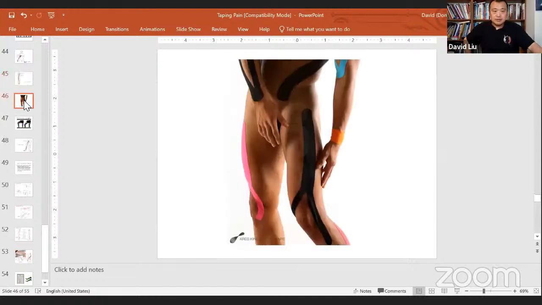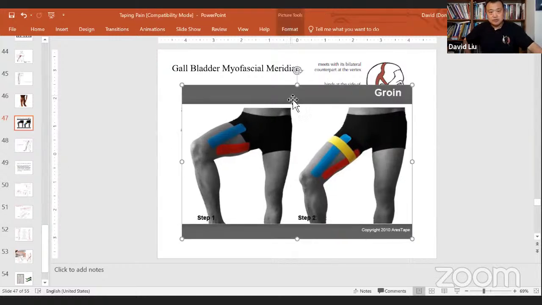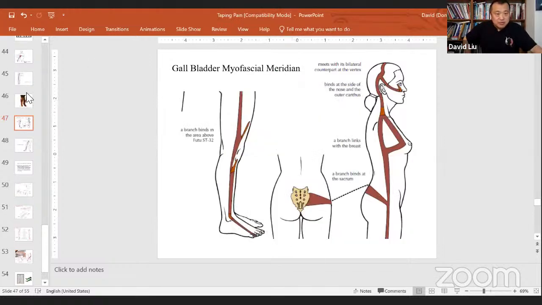This is the leg, gallbladder channel taping. And this is the Sanjiao taping. This is the inner side taping, gallbladder channel on the lateral. Let me add one more. This is a gallbladder channel. We can see it helps lateral knee pain, IT band pain, sciatica, hip joint pain, sacrum pain, SI joint pain, lateral trunk pain, or even breast pain, upper shoulder pain, and headache.